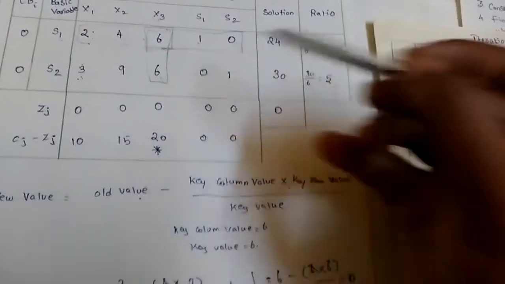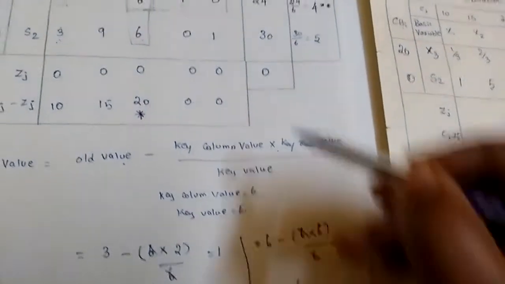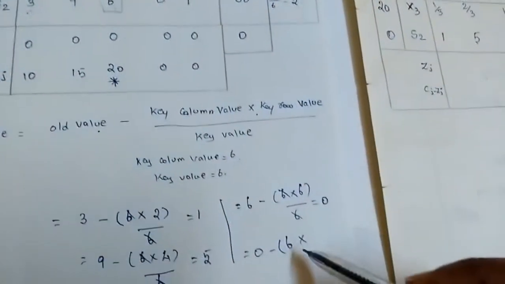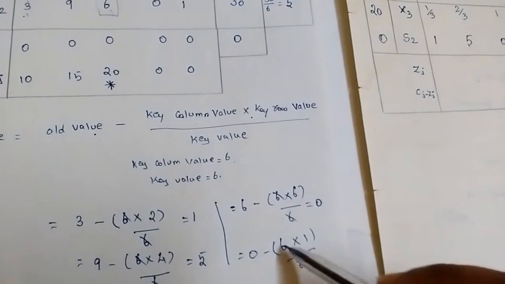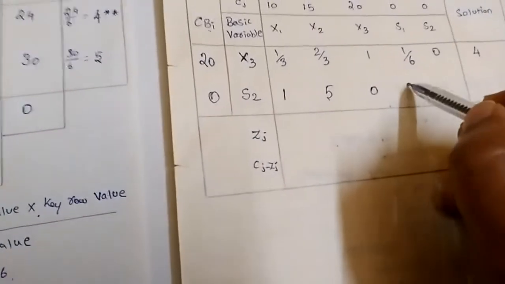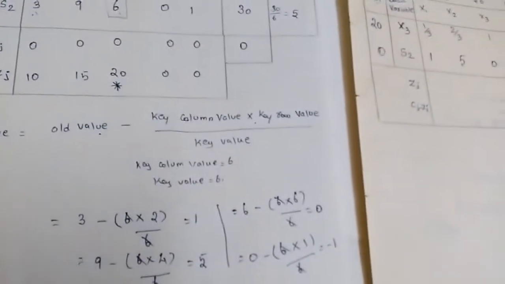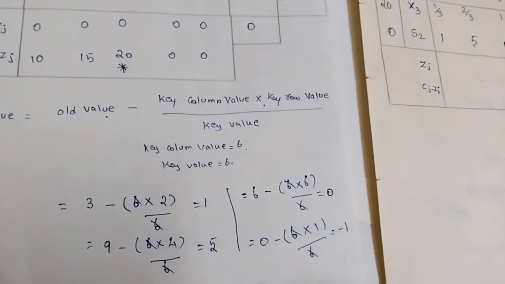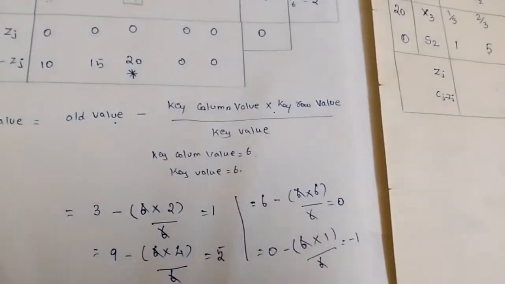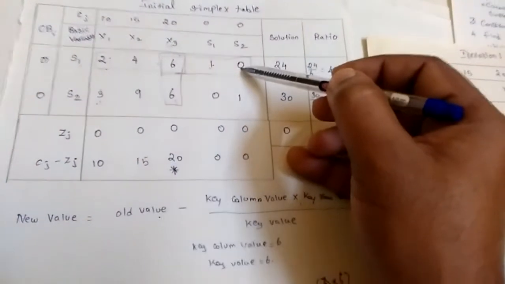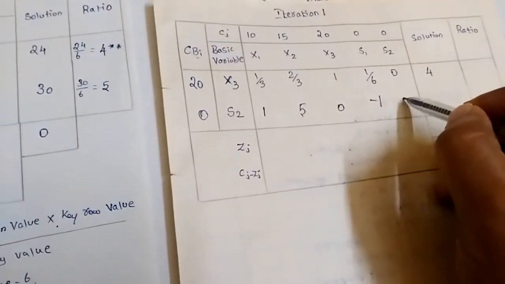Now old value is 0 minus key column value 6 into the key row value, which is 1. 1 divided by 6. 6 cancelled, 0 minus 1, this is minus 1. So here the negative value will come. Then finally this one, what will come? 1. Old value is 1 minus 6 into the key column value 0, 0 into 6, which is equal to 1. So in this place it will come as 1.